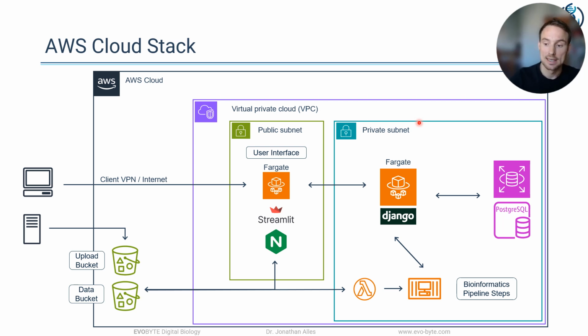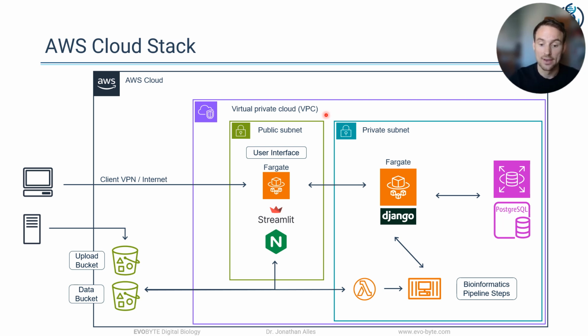So this private subnet has the advantage that it's not reachable and cannot communicate to the internet, which is of course increasing our security for the components that we host within the private subnet. In our case, this is the managed database service as well as the Django backend. And also the bioinformatic pipeline steps, so the containers that process our RNA-Seq datasets, are also executed within this private subnet. So none of this can communicate to the internet, and the internet cannot communicate with these applications, which makes it quite secure.